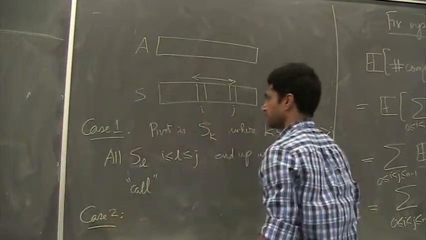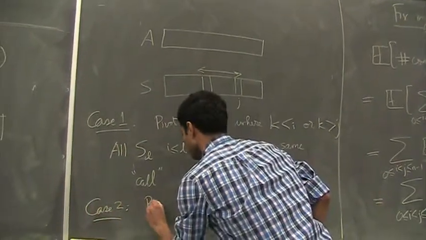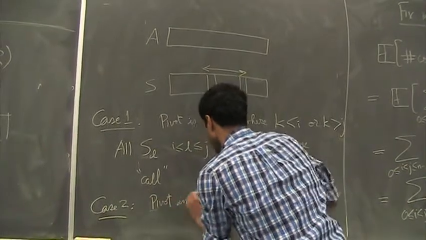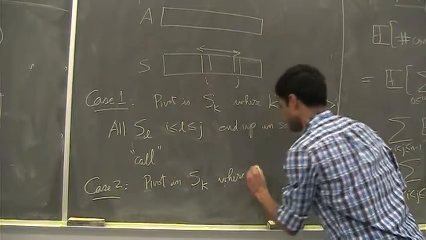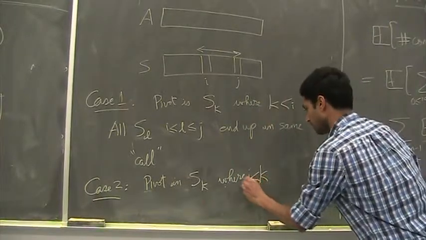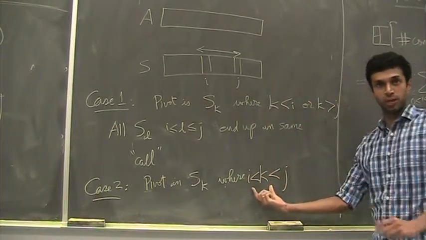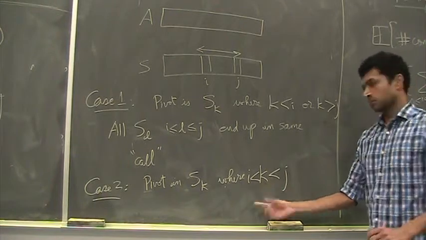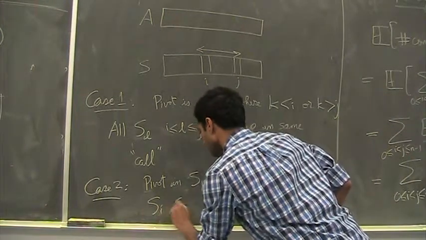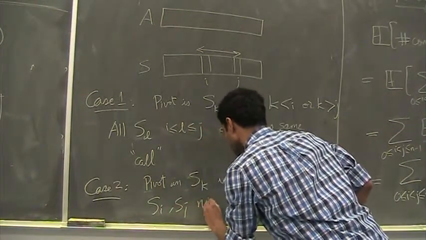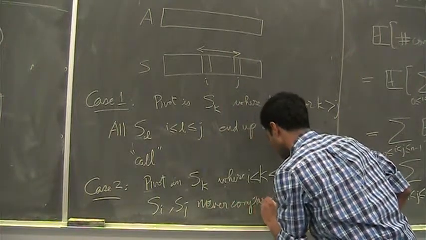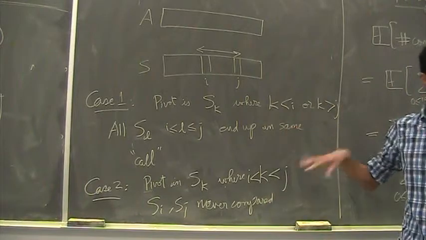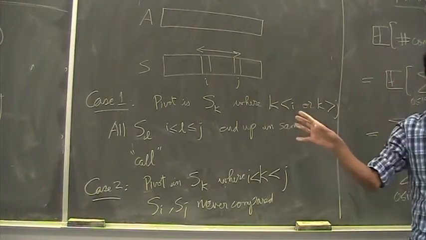Case 2, the pivot is Sk, where k is between i and j. Then Si, Sj are never compared, right? Regardless of what happens in the rest, because they went to separate recursive calls.